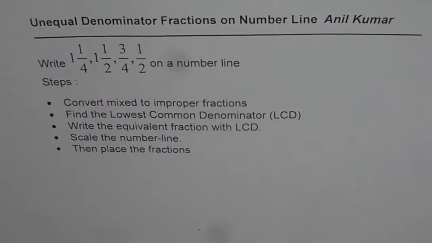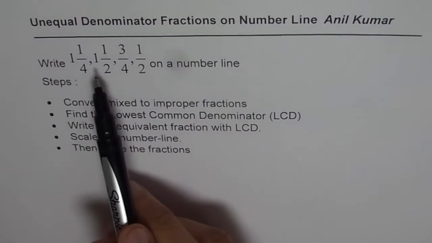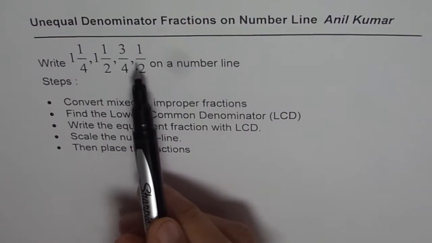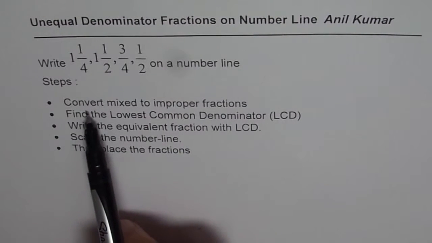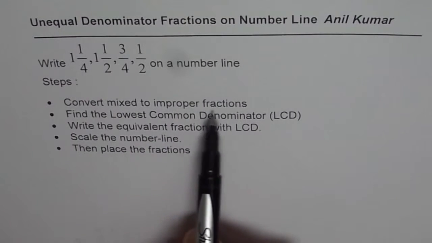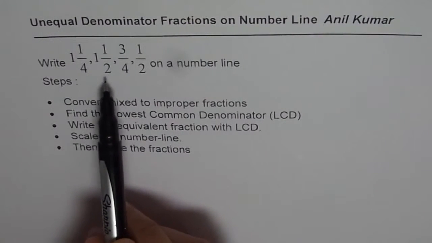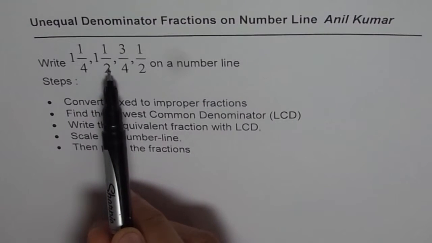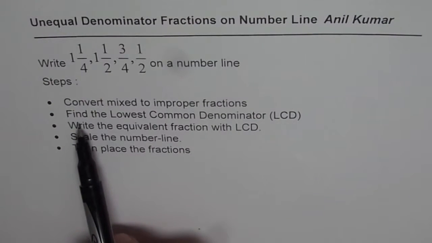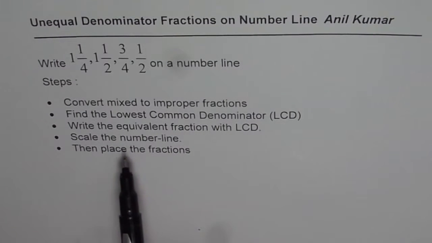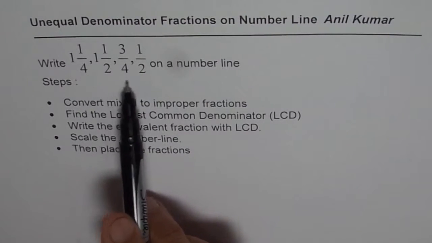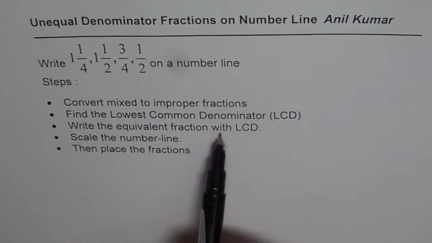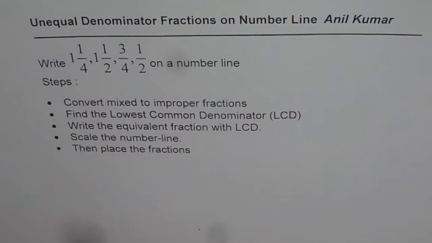So the question here is, write 1 over 4, 1 and a half, 3 over 4, and half on a number line. The steps involved will be: first step will be convert mixed to improper fractions. So we have two of these mixed fractions. First step should be convert them into improper fractions. Second step will be find the lowest common denominator. Once you have found the lowest common denominator, then you need to write each fraction as an equivalent fraction with the same lowest common denominator. And then it will be easier for you to place them on a number line, right?